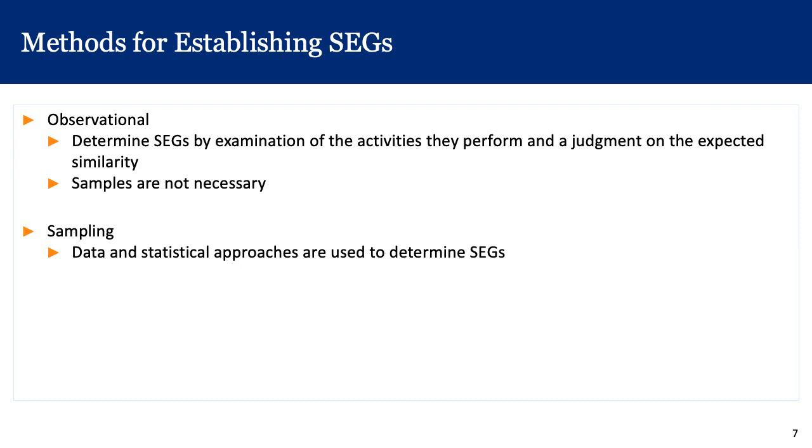We have discussed the various methods for establishing SEGs. We have discussed the observational method, where we create an SEG by examining the activities that workers perform and making a judgment on the expected similarity. This is done before any monitoring measurements are made, and so exposure samples are not necessary for this. The second technique for creating SEGs relies solely on sampling data and uses statistical approaches to determine SEGs. We have discussed the pros and cons of each of these two approaches.